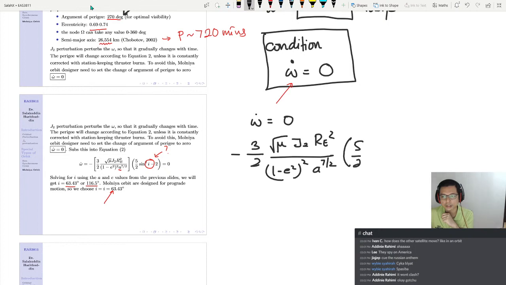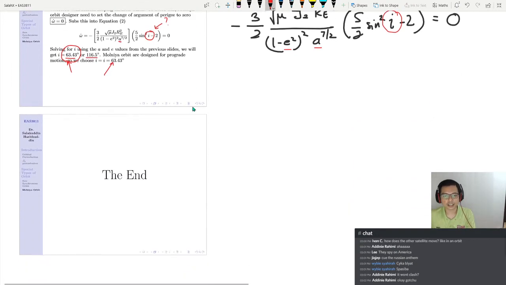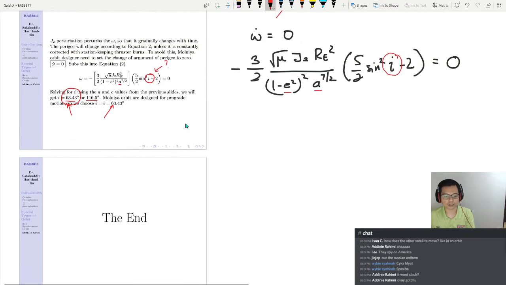You write down everything, I minus 2, and you set it equals to 0. Now, if you know this, you can get from here, this number right here. You know E, you can pick any number between this. J2 is given, RE is given, this one is given already. All you need to do is just find I, and you will find two solutions of inclination, but usually you will choose a prograde orbit. So that's why you see the inclination of a Molniya orbit is always around this number, 63.43 degrees.